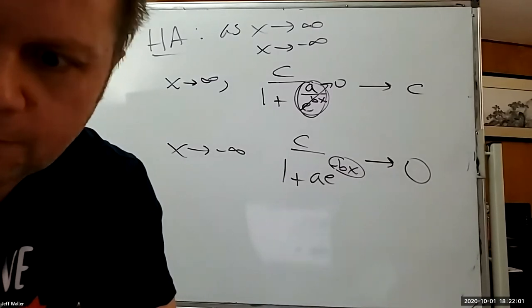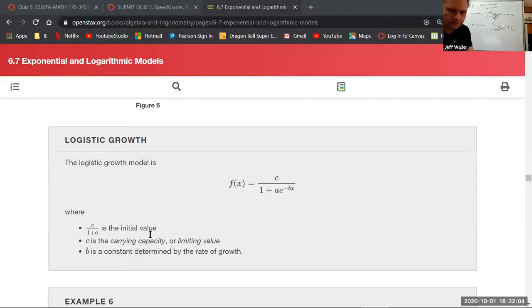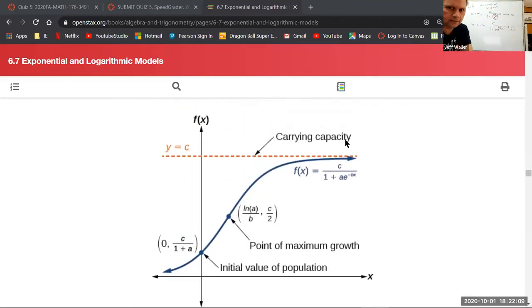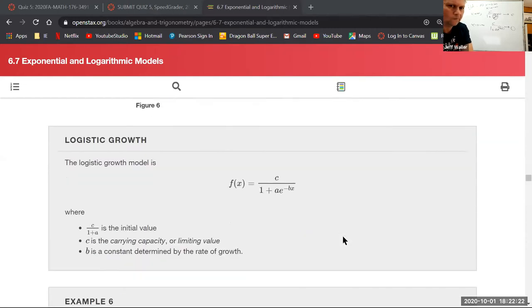Show what the variables represent. So C is the carrying capacity, which I call the ceiling, which visually makes sense because it's going to look like this. As I go to infinity, it approaches the ceiling, it approaches the capacity. And of course, as I go backwards in time, it approaches zero. This piece, C over 1 plus A, is the initial value, which makes sense because, all right, how would I find the initial value? What would I let X equal? If X is the amount of time, what would I let X equal to see the initial value?